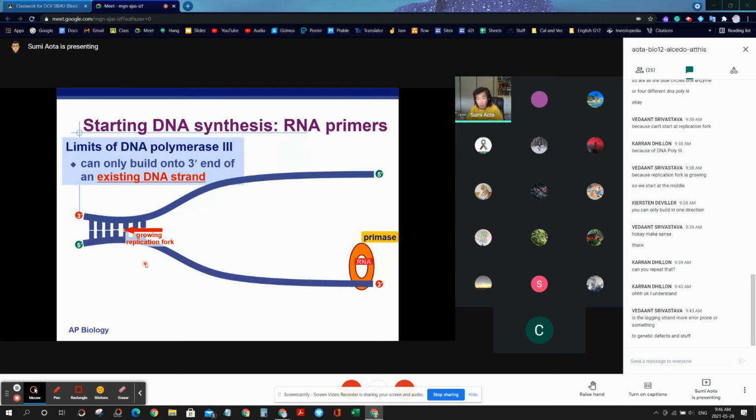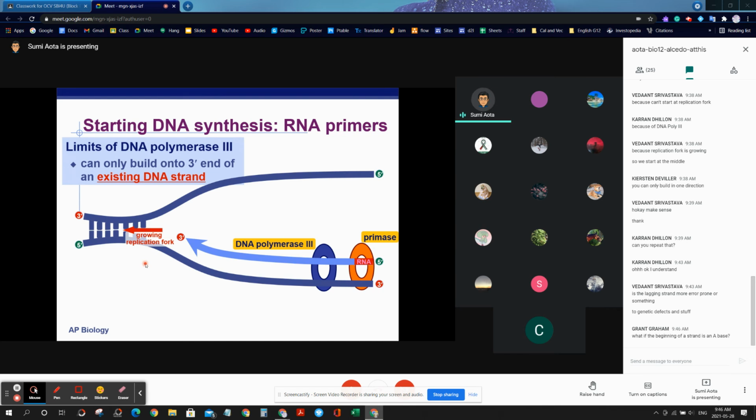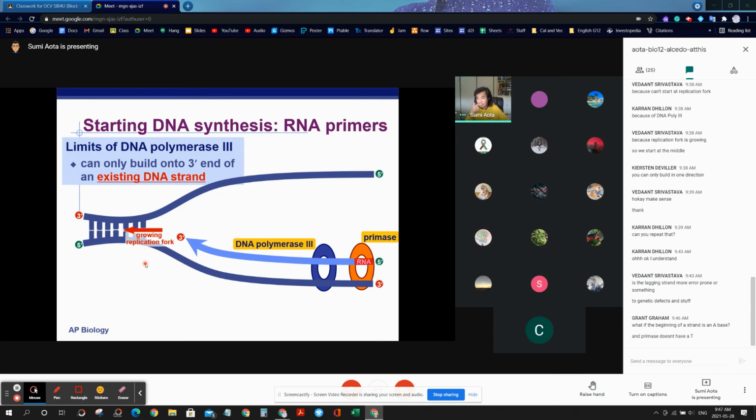So primase knows how to initiate a strand. Poly 3 does not. Now that there's an RNA primer there, poly 3 can come along, attach its nucleotides to it, and just keep running. No, primase uses U. RNA replaces thymine with uracil.